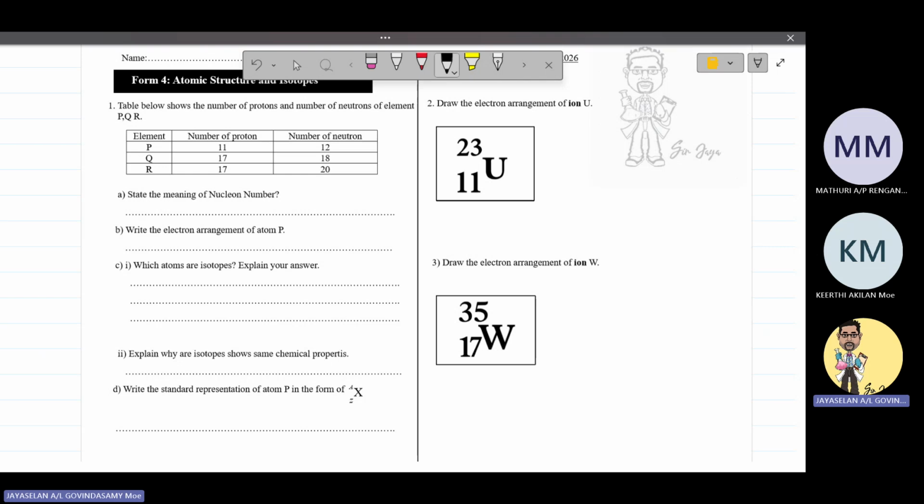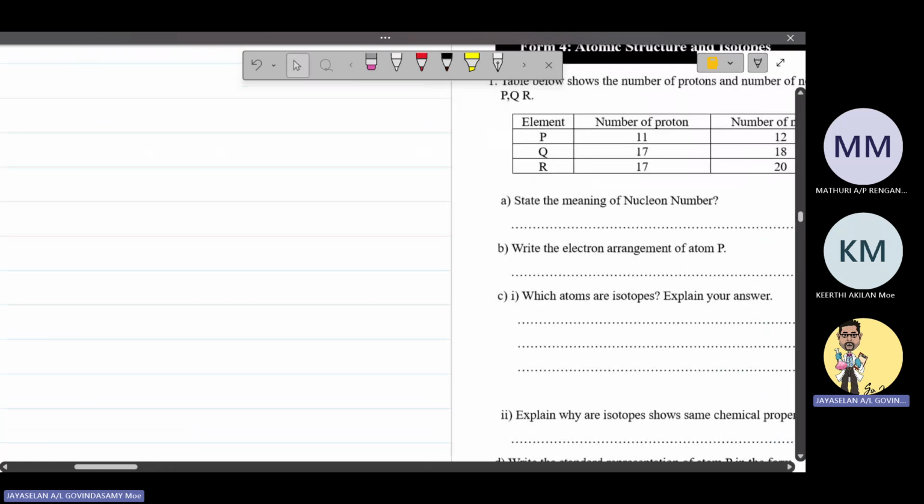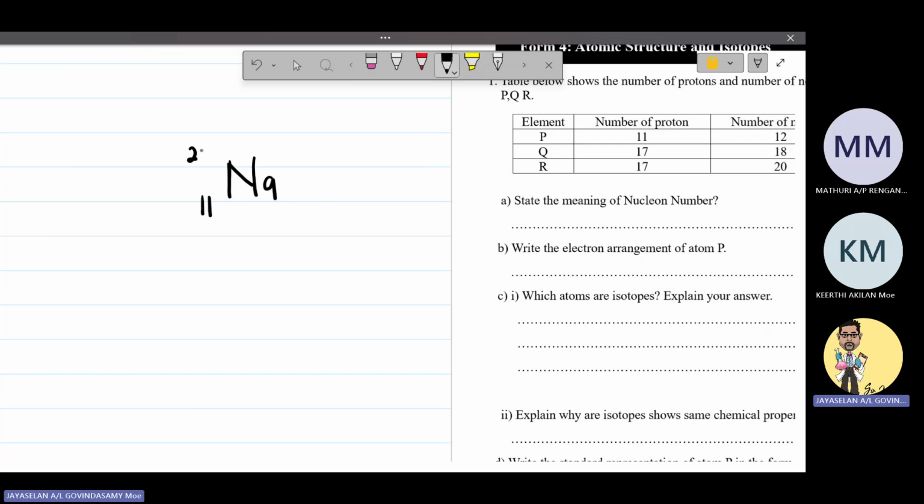Okay, can we discuss together? How about both of you? Is it okay? Okay, we discuss together. First, this question is very famous this year, you know. When we have an atom symbol like this, Na, there is a power. Here we got 11, here got 23. You must understand, this is known as nucleon number.